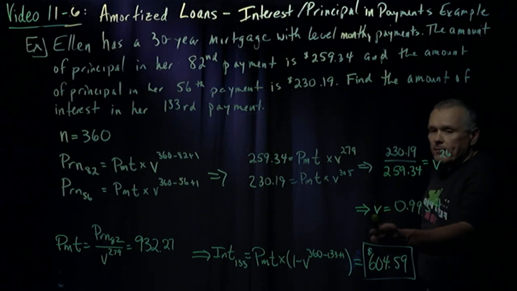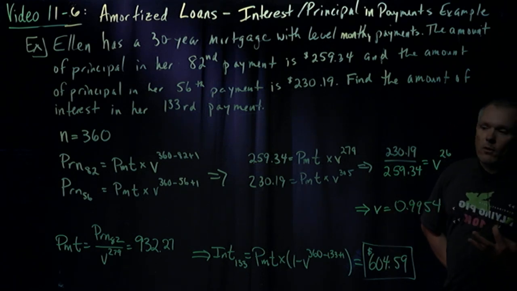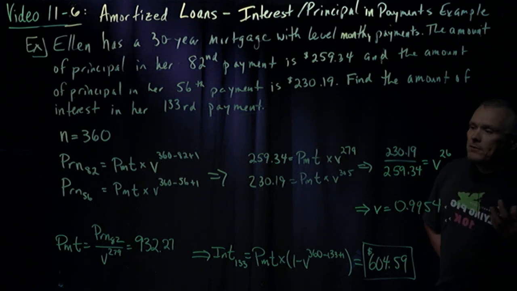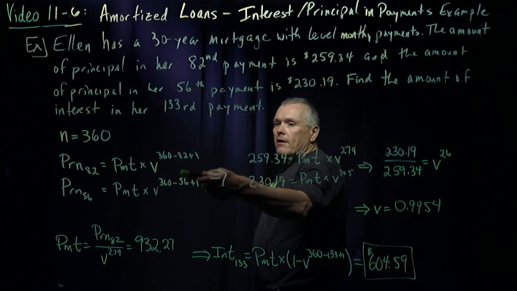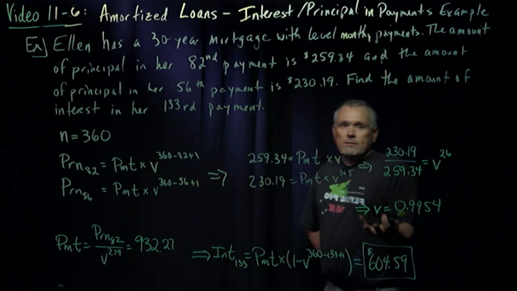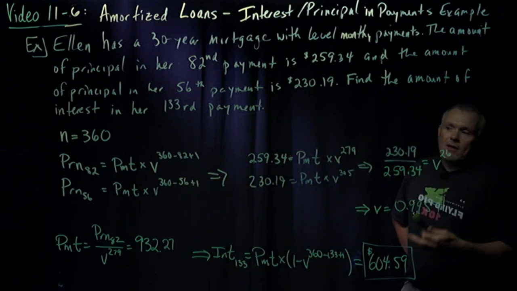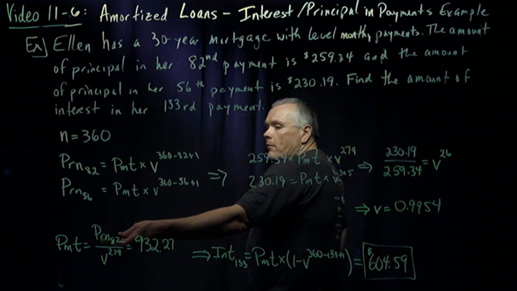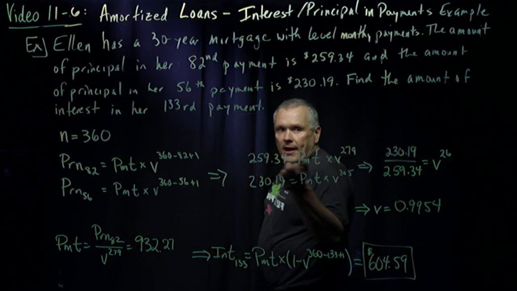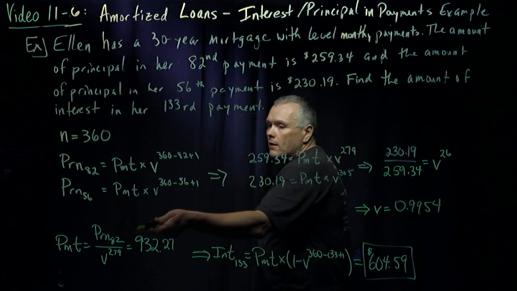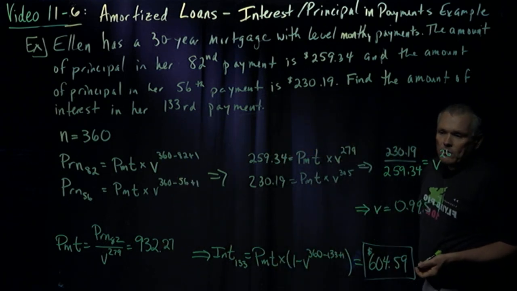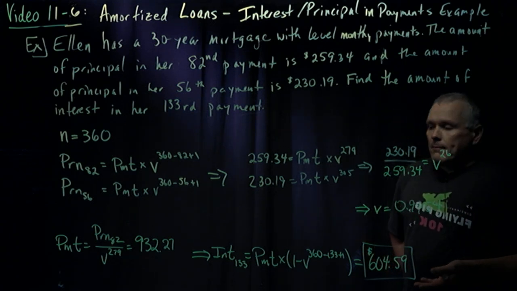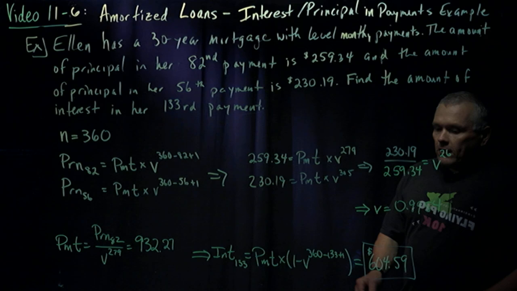So with this information, now we know half of what we need to know for the interest formula in whatever payment we want. We also need to know what the payment amount is. We can use either of these two formulas for the principal since we're given both of the principal amounts in those payments. I chose to use the first one. You could do the second one just as easily. Take the principal in the 82nd payment and divide it by v to the 279th, and you'll get a level payment of $932.27.